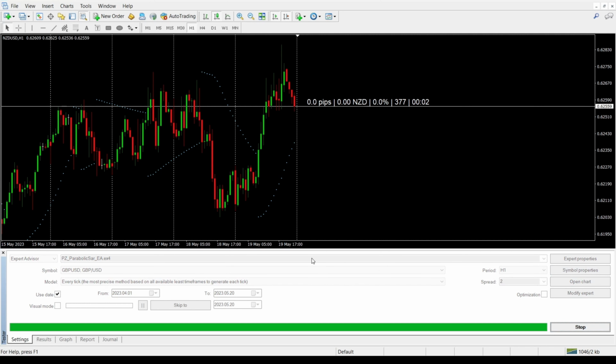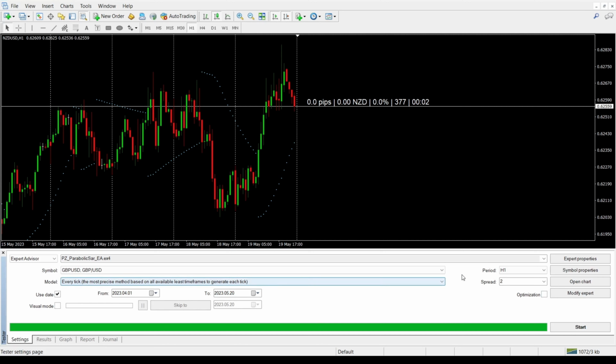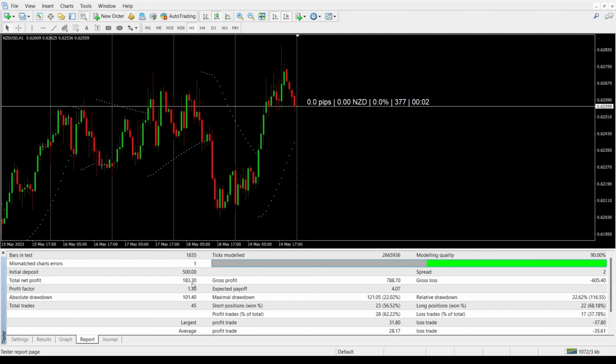and I'll show you what the result is. I'll show you 3 pairs. You can see this pair was also profitable with that setting. Now let's run it on NZD USD with the same setting. You can see with NZD USD, it also made a nice profit.